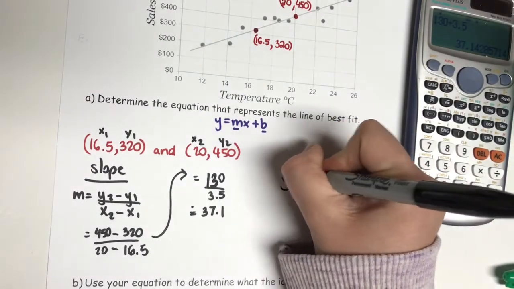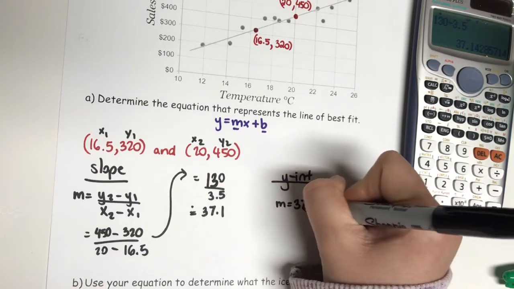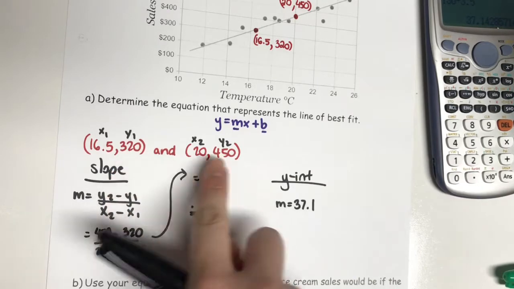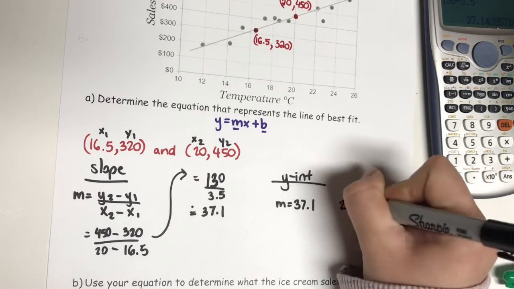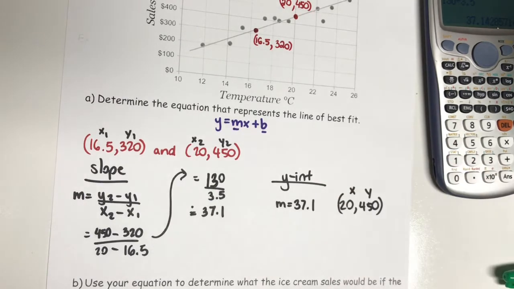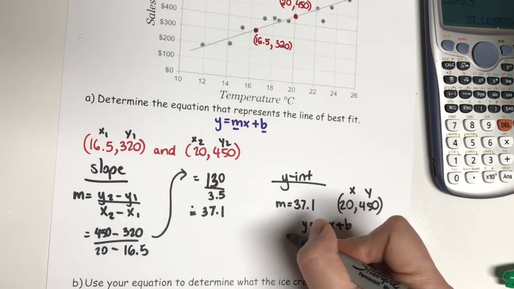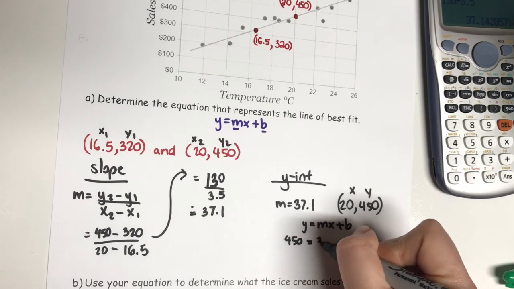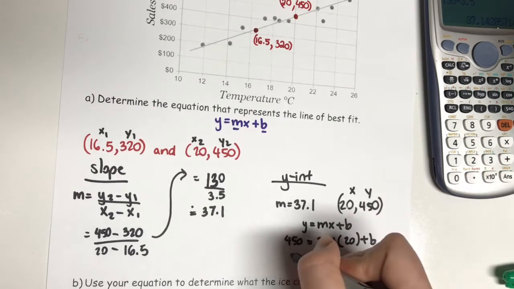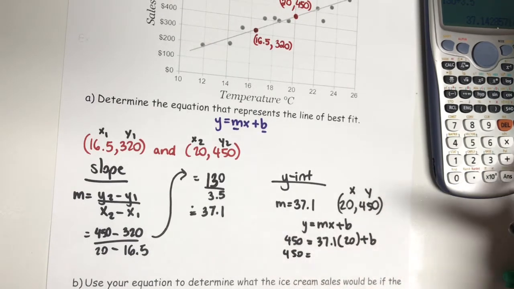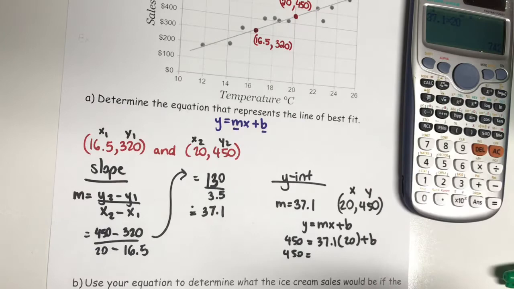My y-intercept. So I'm going to use my slope, which is 37.1, and I'm going to use either of these points. I'll use this one. Actually, it really doesn't matter. 20, 450. So this is my x value and my y value. So I'm going to substitute that into the y equals mx plus b equation. Y was 450. M is 37.1. And x is 20. 37.1 times 20 gives me 742.